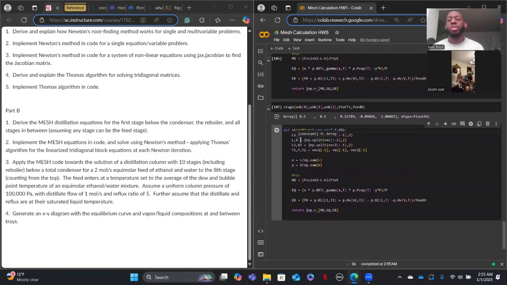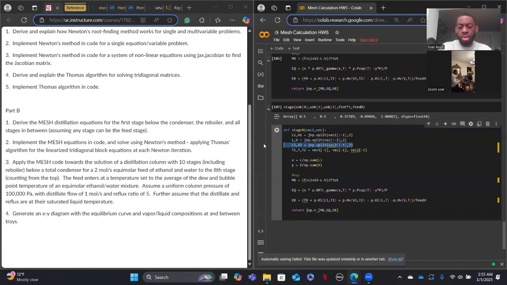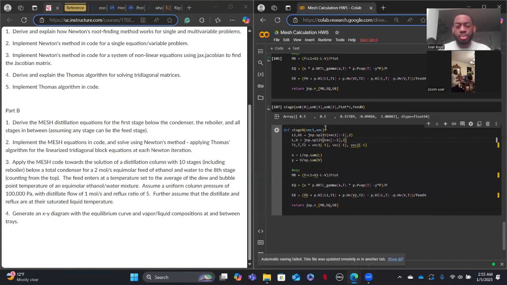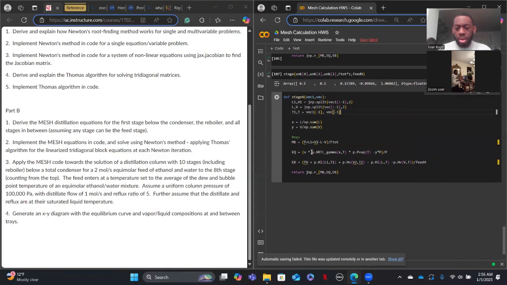So stage N, this will be representing our reboiler. We don't need stage below, don't need feed or feed enthalpy anymore. We just need the stage above and our current stage. So like I said, don't need stage below. There's no stage below. We're at the lowest stage. Don't need this for temperature as well. Everything else is fine.